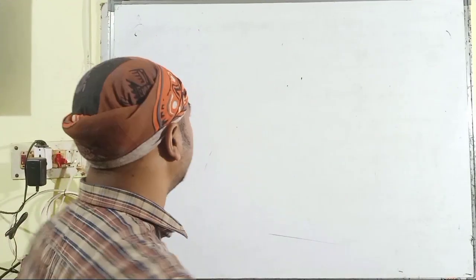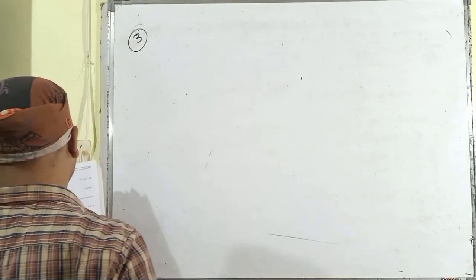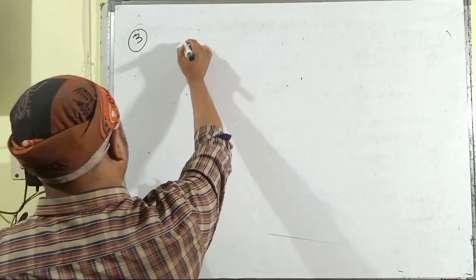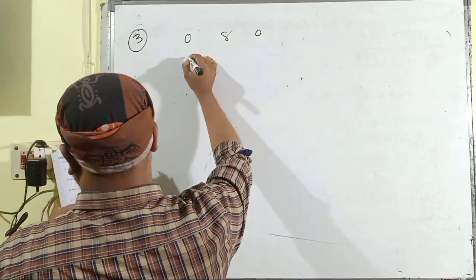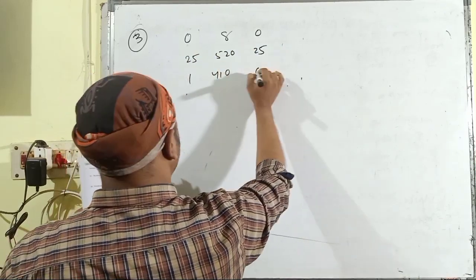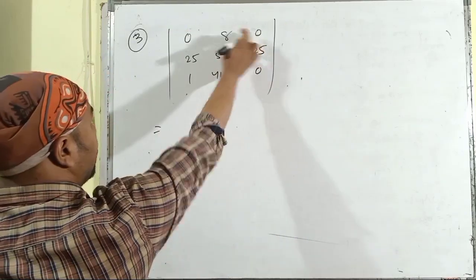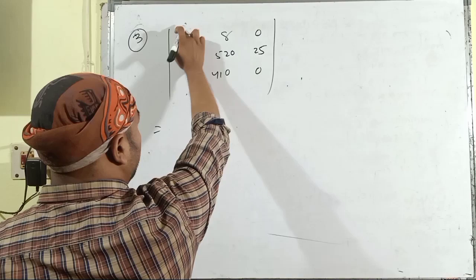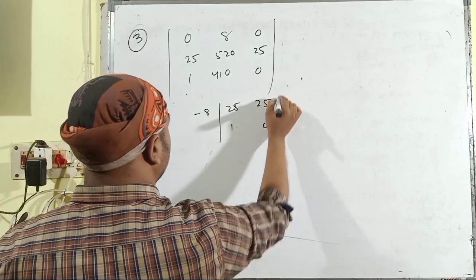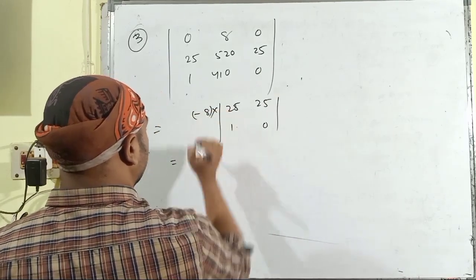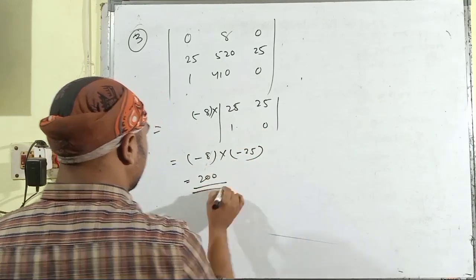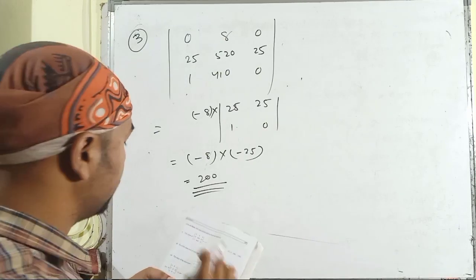Then moving to the number 3 bit. We have to just find out the value of the given determinant, and this is 0, 8, 0, and here it is 25, 5, 20, 25, 1, 4, 1, 0, 0. Just expanding along the first row. This is minus, plus, minus, plus, so it is minus 8 multiplied with 25, 25, 1, 0, and here it is minus 8 multiplied with minus 25, and that is 200. So just write down 200.